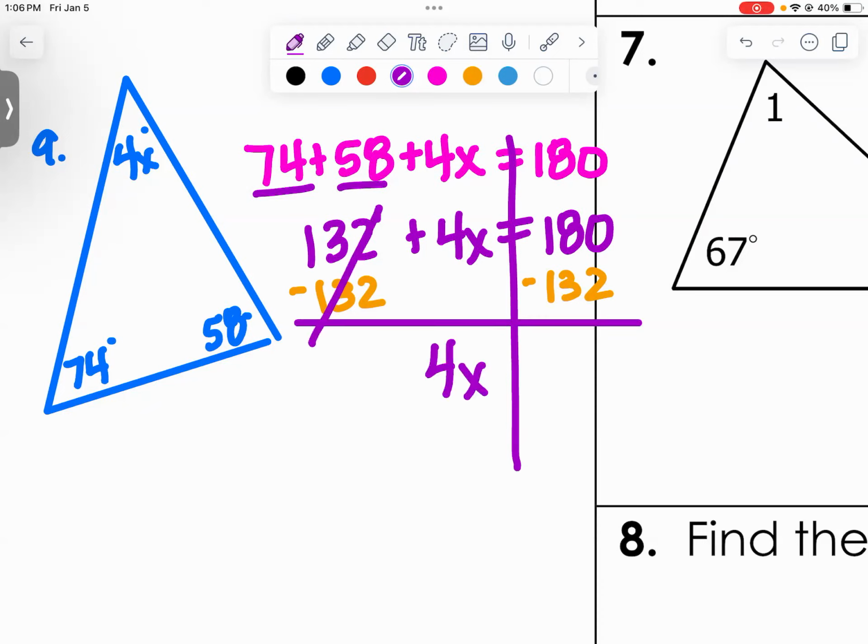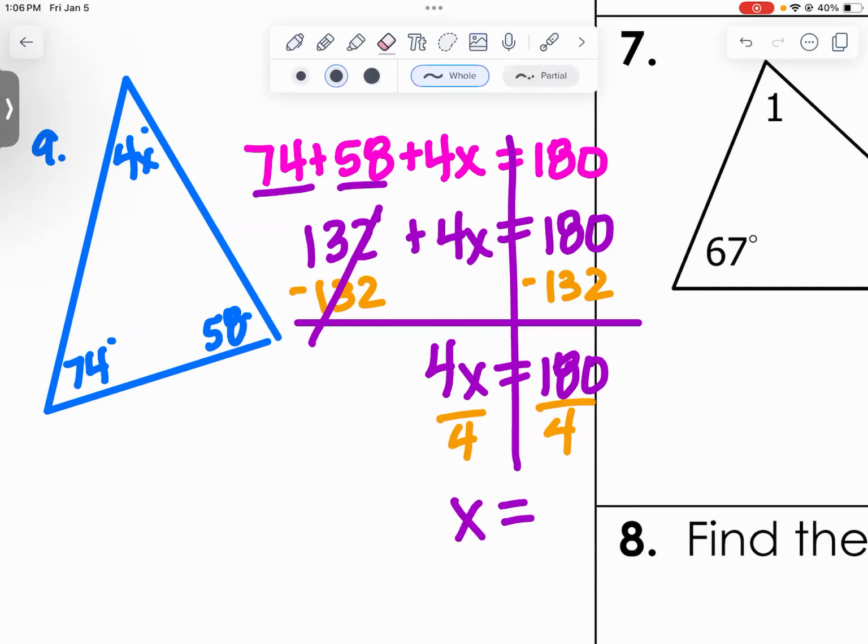And now we have 4x equals 180. So this is the part that's a little bit different. Kanaya says we need to divide by 4. Why are we dividing by 4? Yes, 4 is being multiplied to x. So to undo the multiplication, we're going to do the inverse operation, and we're going to divide by 4.